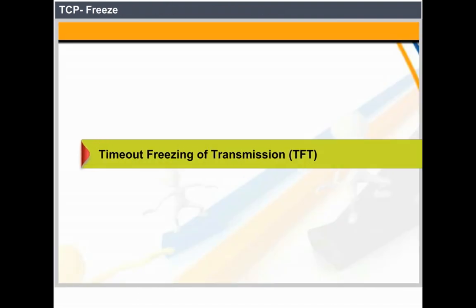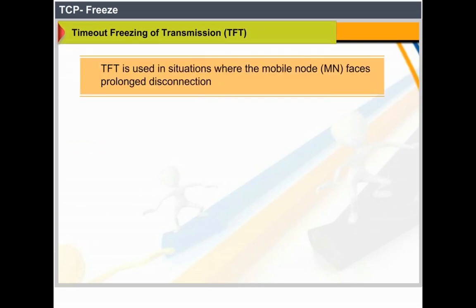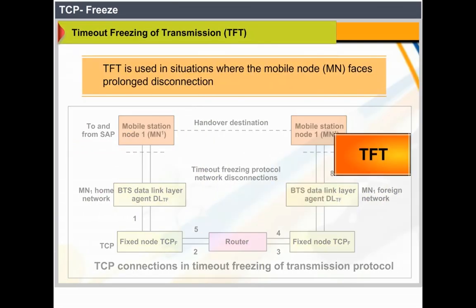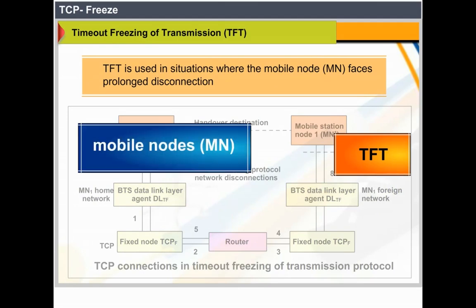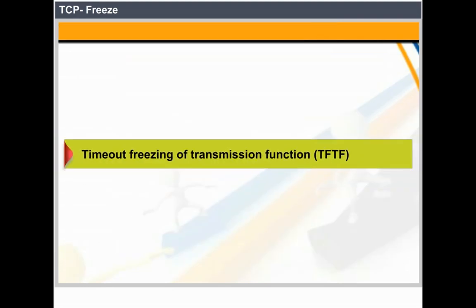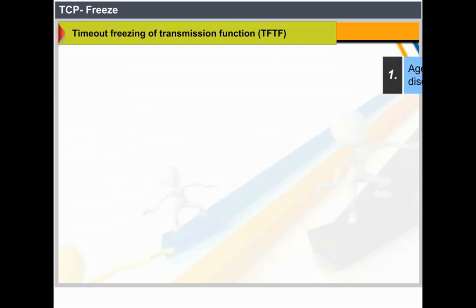TCP freeze. Timeout freezing of transmission, TFT. TFT is used in situations where the mobile node MN faces long durations of disconnection. Figure shows TCP connections in the timeout freezing of transmission protocol. Timeout freezing transmission functions.